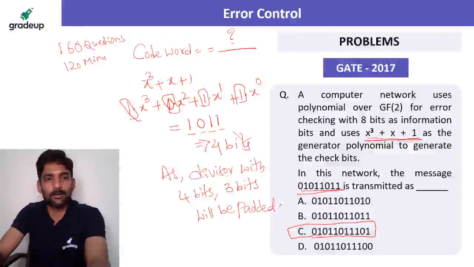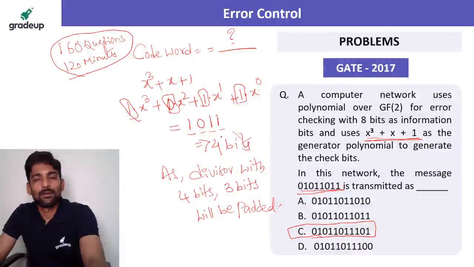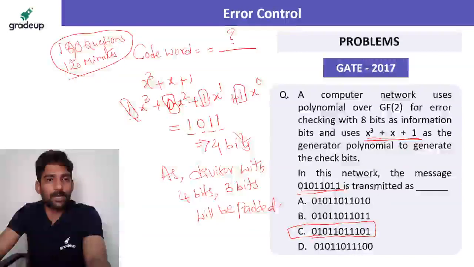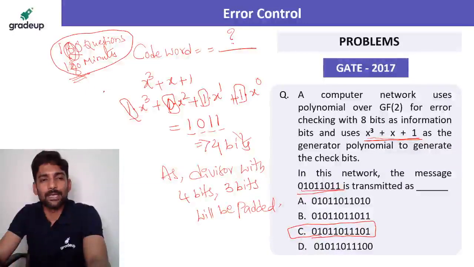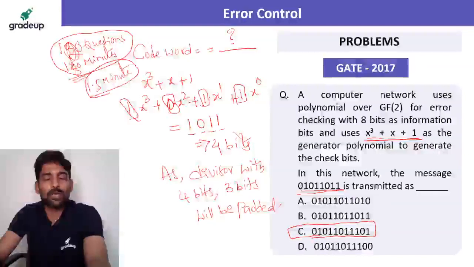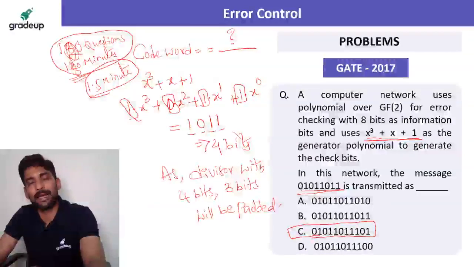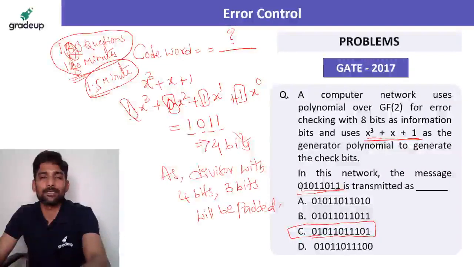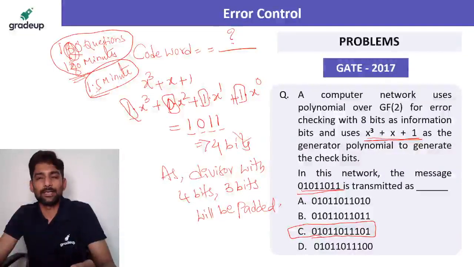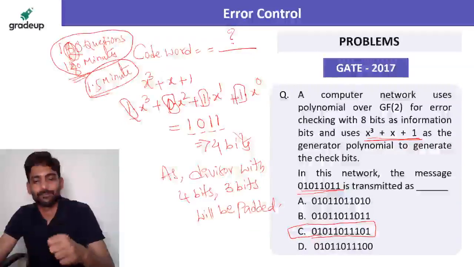Sorry, 120 questions, 180 minutes you have. So even if you attempt 100 questions, you have 180 minutes. So you can spend a maximum of 1.5 minutes on a question. But if you practice this, you will be able to do this in 1 minute. But this is the question which you already got, guys.